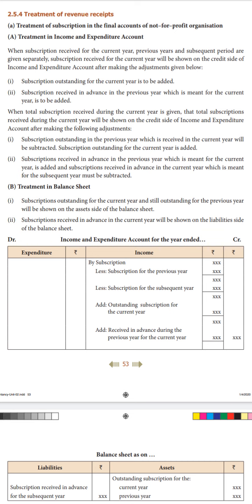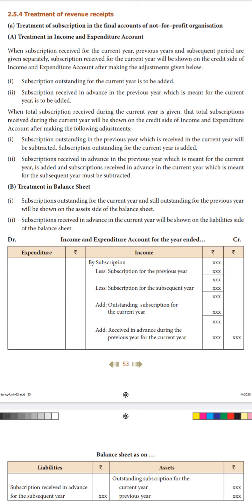The first treatment is in your income and expenditure account. What is to be done in case of subscription received? I hope you all remember I told you the income and expenditure account should always have the amount related to the current year alone. So we must not add up any outstanding amount of the previous year and even the amount which we have received for the subsequent year. To be very precise, you have to enter the amount of the current year alone.